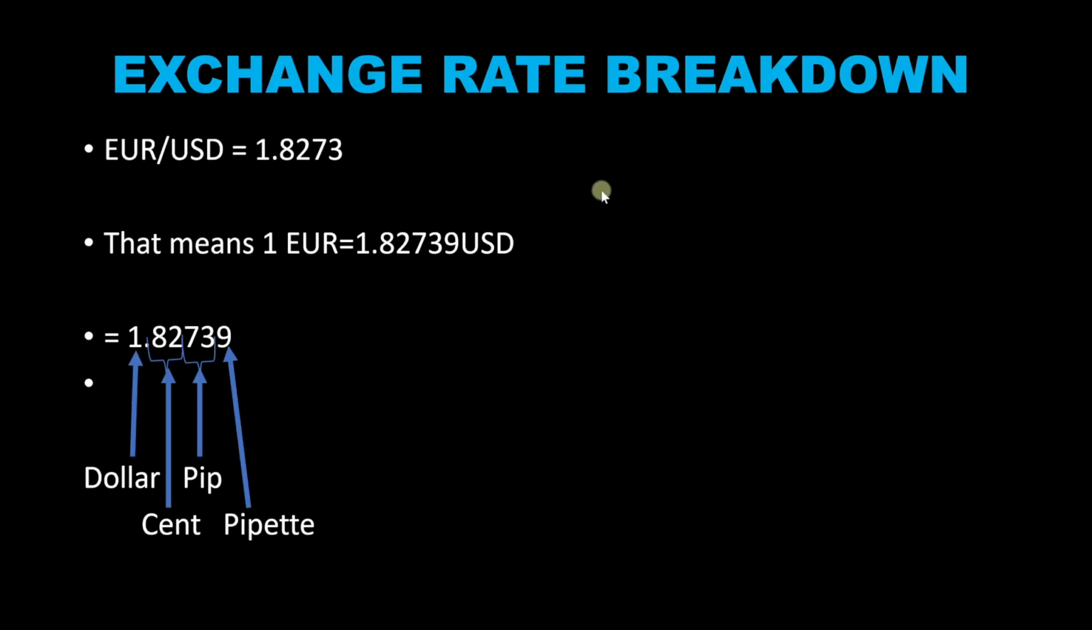Now, an exchange rate breakdown. We're going to break down the exchange rate by taking the pair EUR/USD equal to 1.827739, and we want to see what this means. The 9 over here is a pipet. As you can see here, this one represents a pipet, this one represents a pip, the two represent a pip, and this one represents a cent, and this one represents a dollar. I just want to show you what that is.